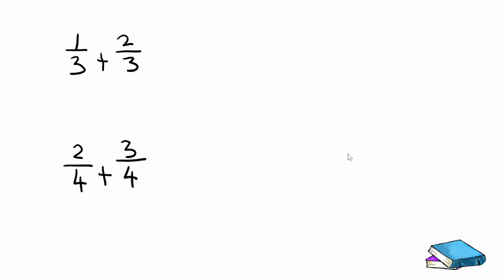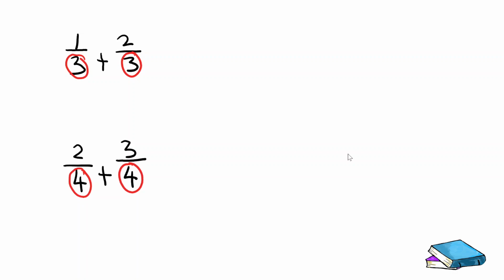So a few people have requested that I look into adding fractions with the same denominator first and then with different denominators. By denominator, I mean the bottom number over here. So in the first example, it'd be 3, and in the second example, it'd be 4.